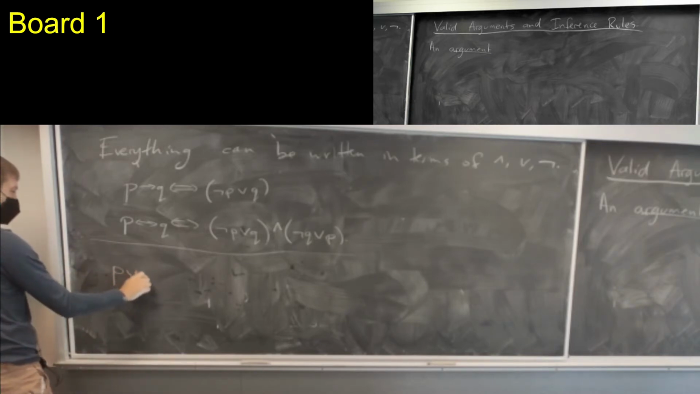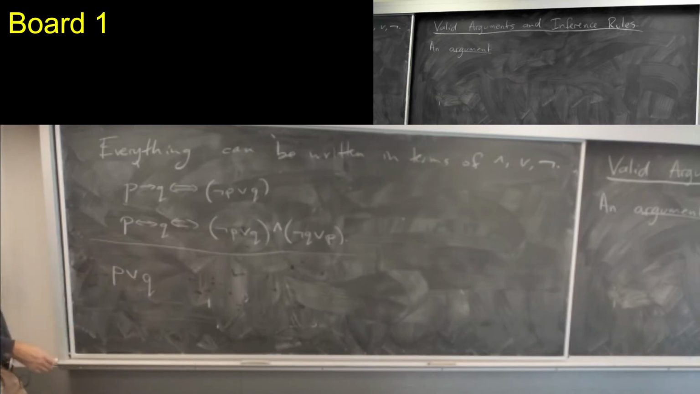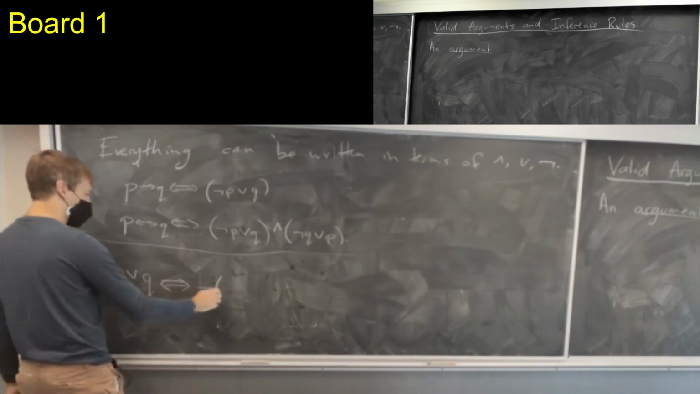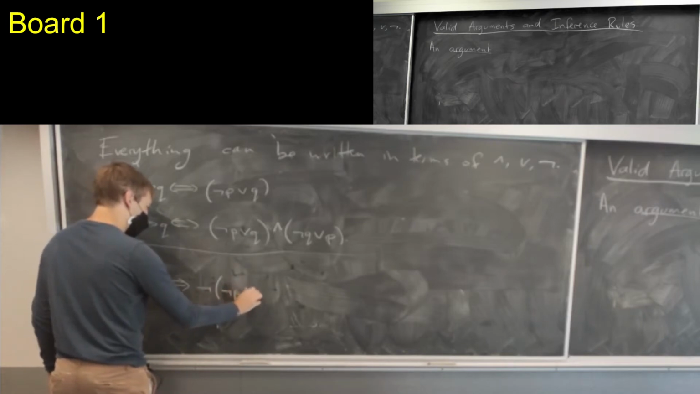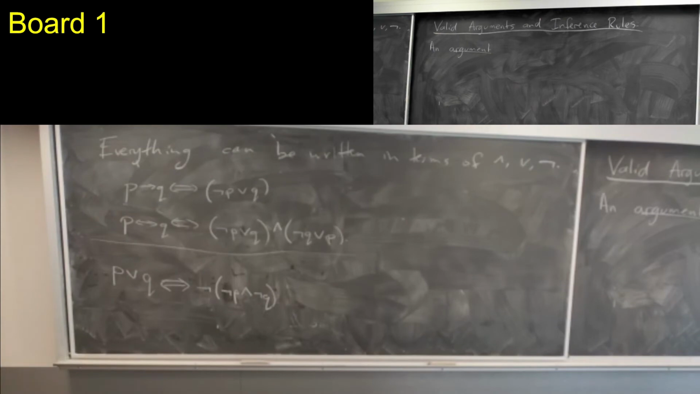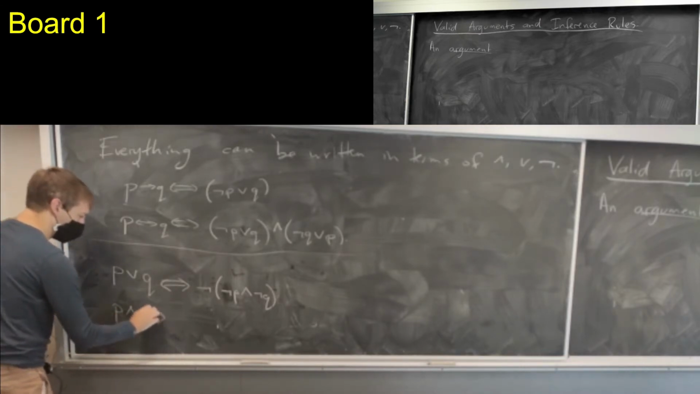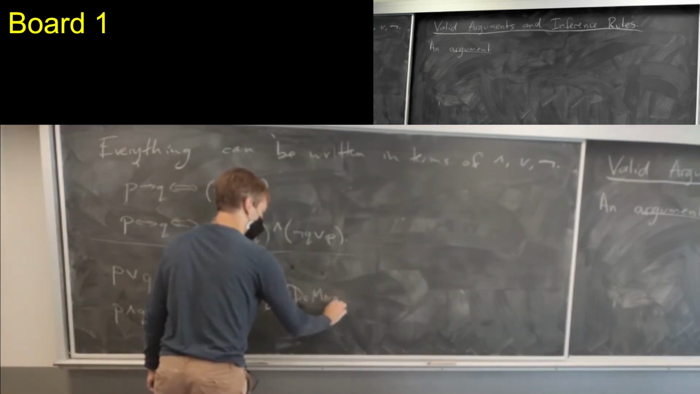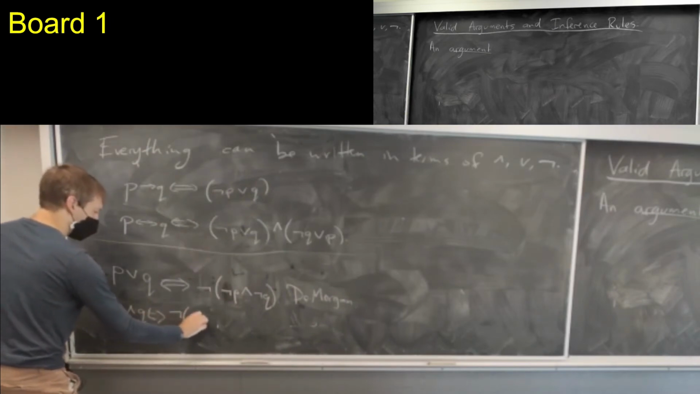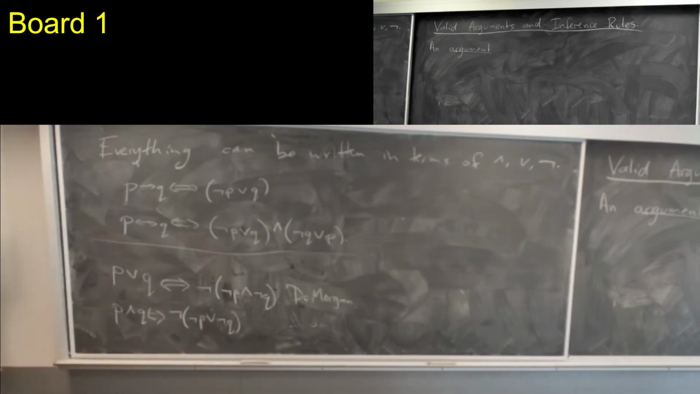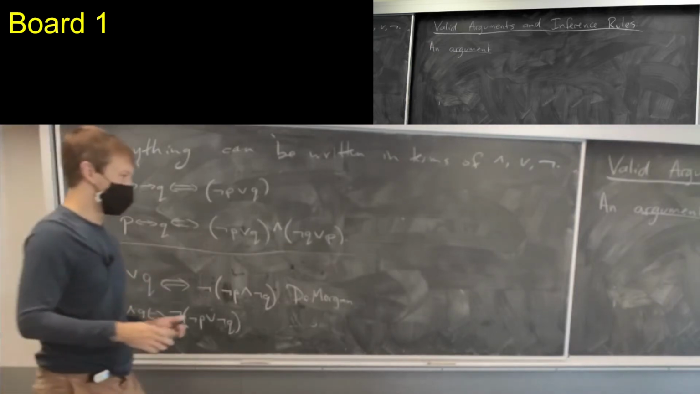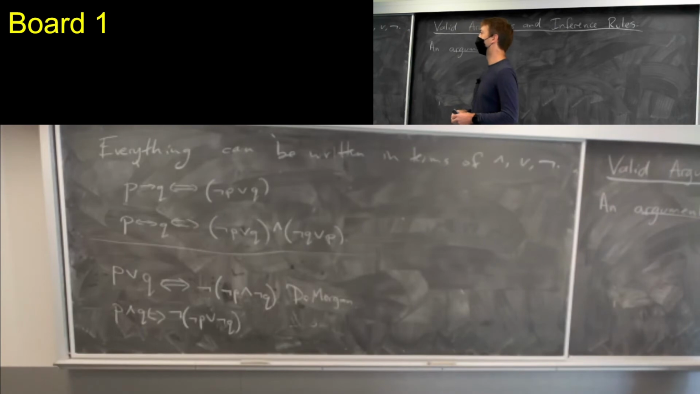Because if I take P or Q, and let's say I want to write this with no or, what I can do is apply one of De Morgan's laws, which tells me that this is the same as not P, and not Q. And therefore, if you really wanted to, you could write everything in terms of ands and nots, or you could write everything in terms of ors and nots, because I know that P and Q, by De Morgan, is the same as not P or not Q. Anyway, this is not necessarily something you're going to use, just a comment. Okay. Any questions about that?